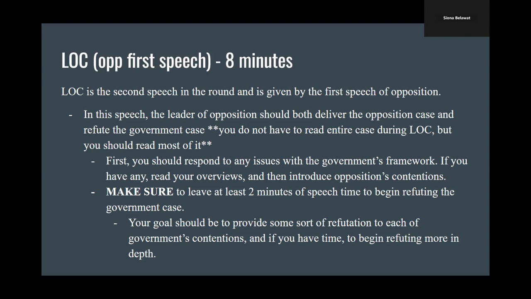And your goal is to provide some sort of refutation to each of the government's contentions. And if you have time, begin refuting in more depth. Right. So that is your job. You lay out your contentions. That is all well and good. But the more important part of the LOC is that you get through their contentions and refute them. Through the government's contentions.